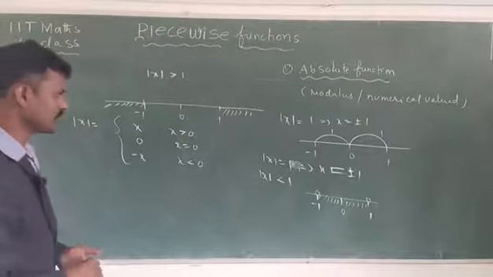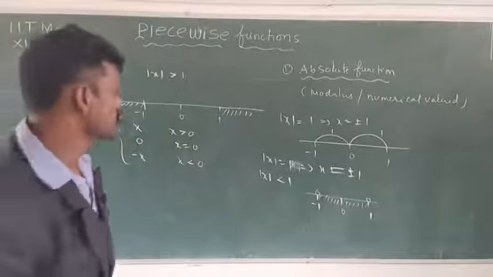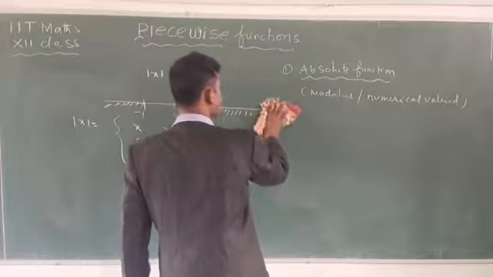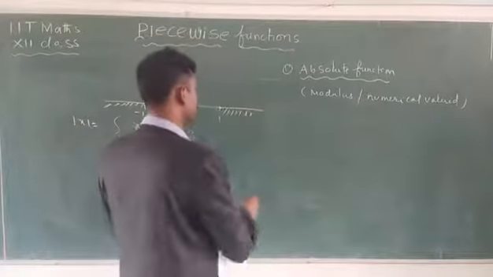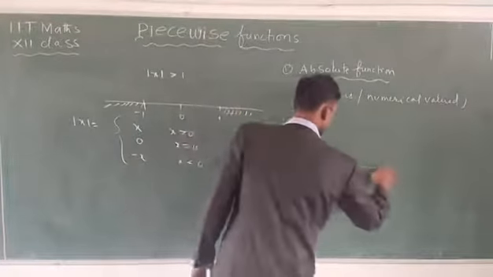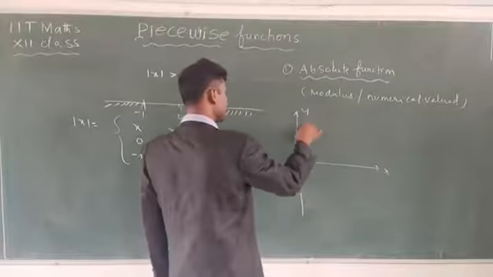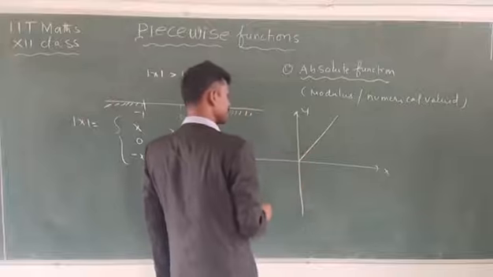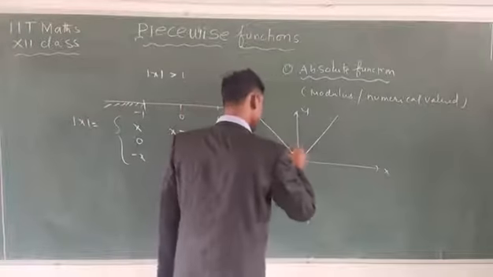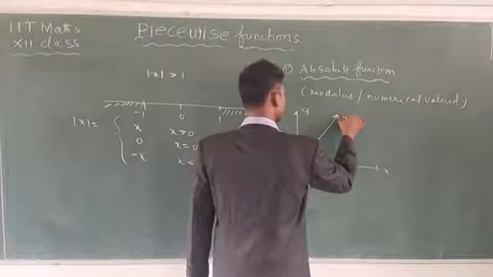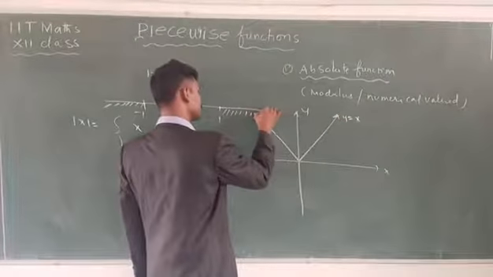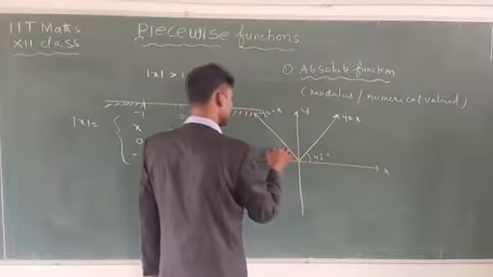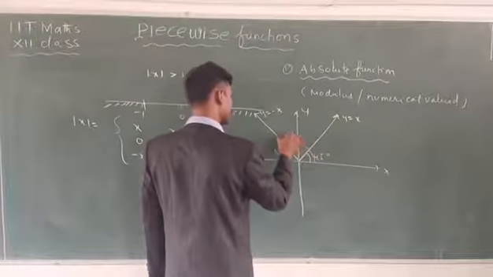Now we have to draw the graph of the absolute function or numerical valued function. See here, this is the x-axis, this is the y-axis. Now you have to draw y is equal to modulus of x: y is equal to x, and y is equal to negative x. This is 45 degrees, this is also 45 degrees, and this is 135 degrees.